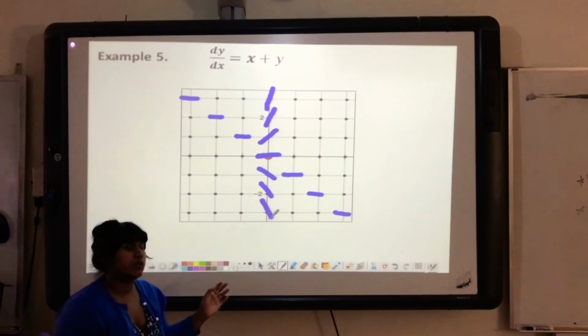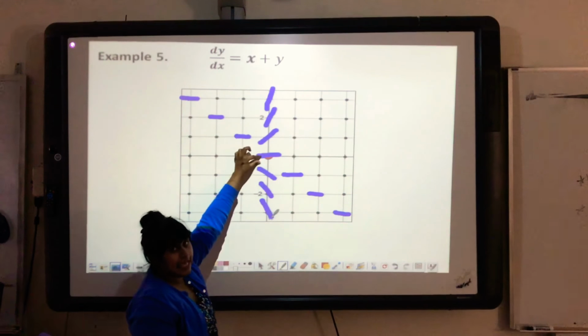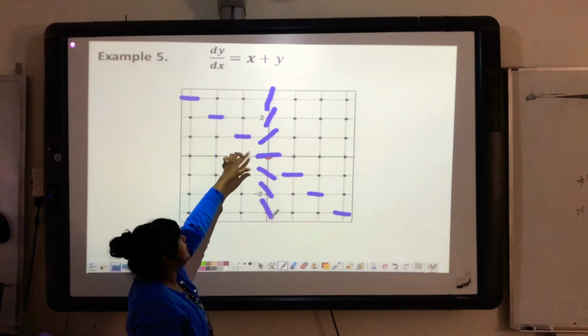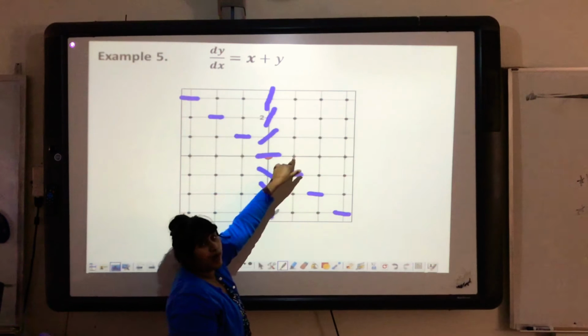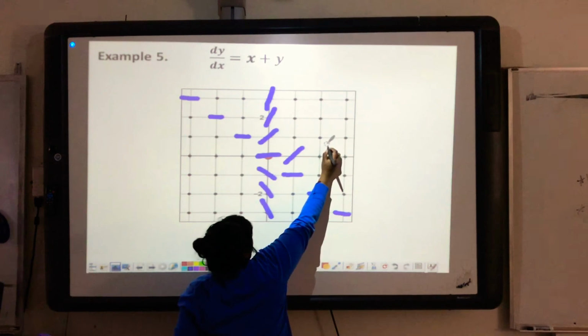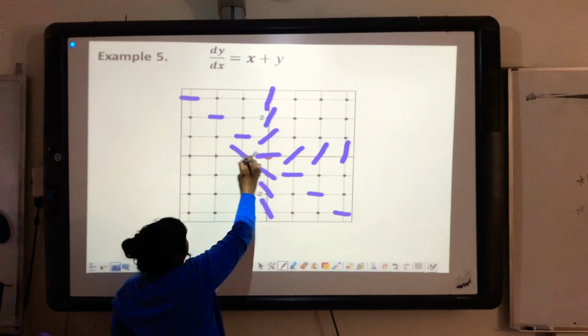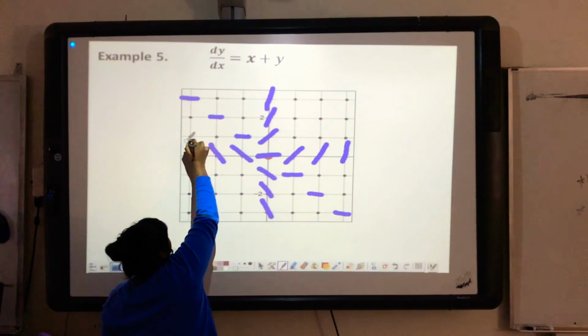Okay, so we dealt with our x is equal to 0. What about dealing with our y is equal to 0? That would be my x-axis. So my y's are all 0 here. So if y is 0, x is positive 1. So this is going to be positive 1, positive 2, positive 3, negative 1, negative 2, negative 3.